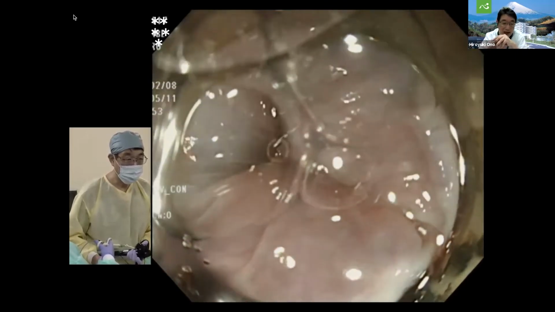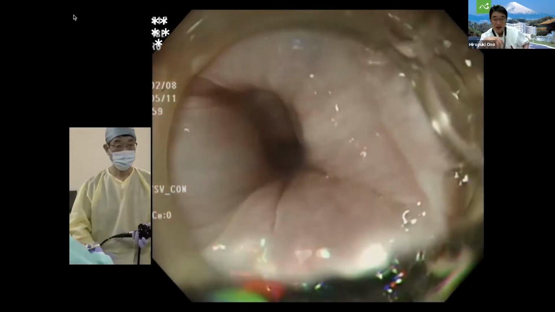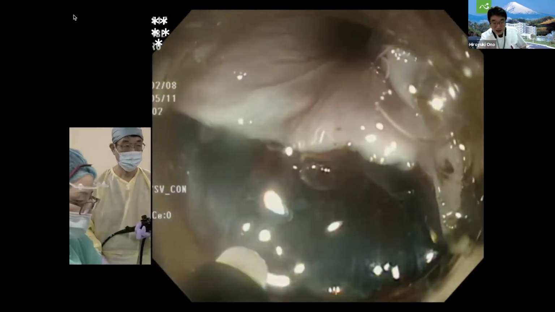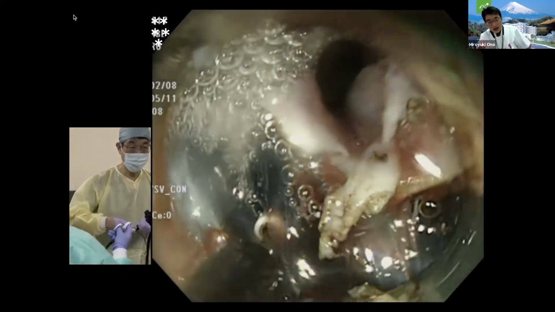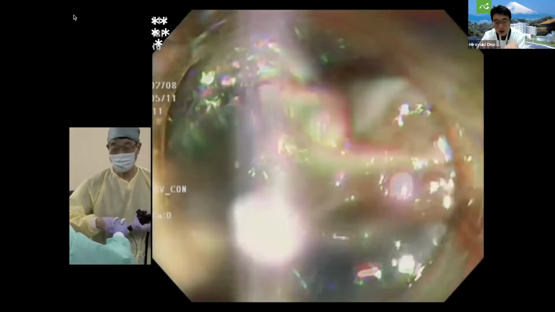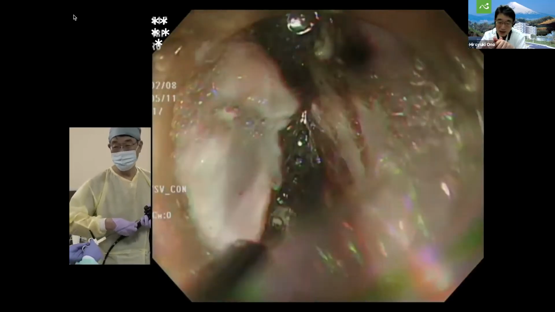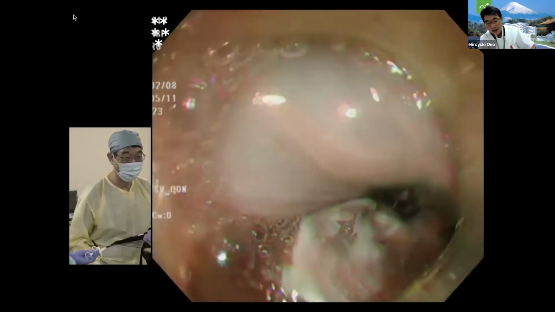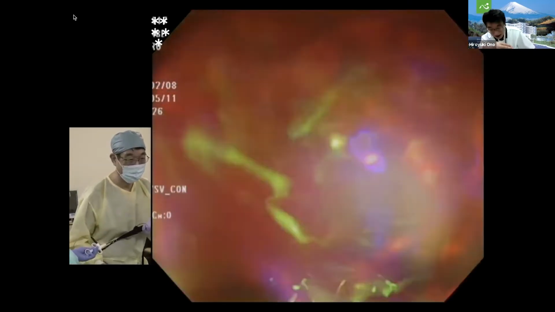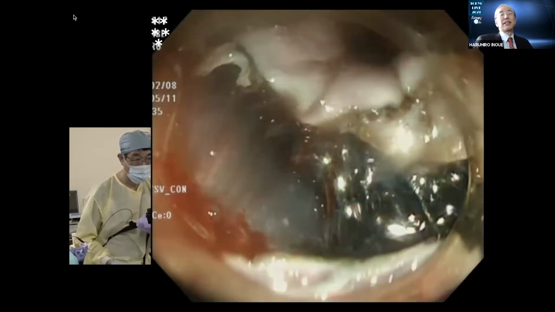So I insert the IT knife. The IT knife nano has an insulation tip, so the insulation tip avoids the electric current going deeper. So we can perform such a procedure. This is a so-called deeper cut in the submucosal layer.